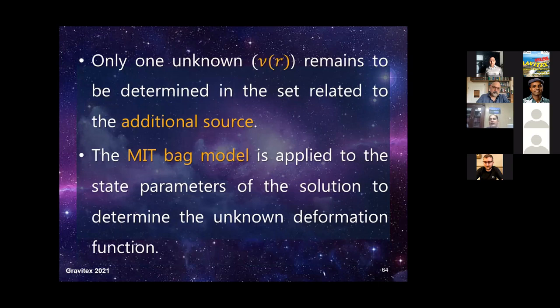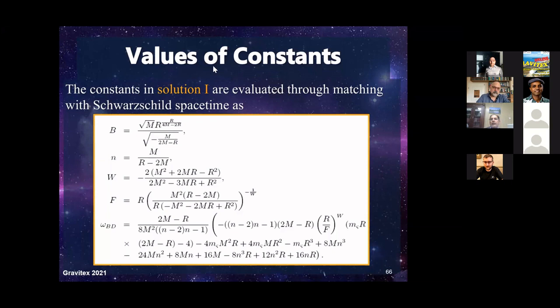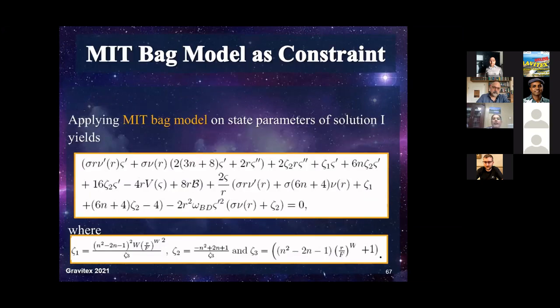We have only one unknown remaining to be determined, the set related to the additional source. For this purpose, we use the MIT bag model to determine the unknown deformation function. So first, the anisotropic solution 1. We use values of constants in solution 1, and the constants in solution 1 are evaluated through matching with Schwarzschild space-time. So we in fact use the junction conditions and calculate the following constants. Now, applying the MIT bag model on the star parameters of solution 1, we obtain this condition where xi1, xi2, xi3 are given here.